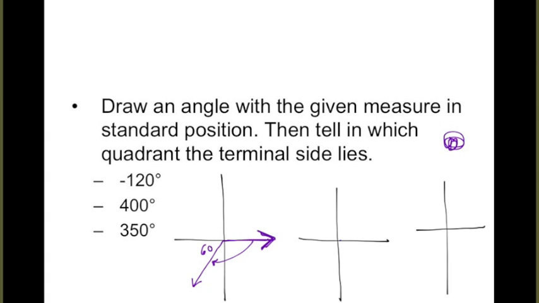400, I'm going to start at the positive x-axis. Since it's a positive 400, I'm going to go around in a counterclockwise direction. One full circle takes me 360, and then I need to go 40 more than that. For the last one, 350, I'm going to start at my positive x-axis. It's a positive 350, so I'm going to go around counterclockwise almost one whole circle. So I'm just going to have a little sliver left, and I'll put a 10 inside of there.